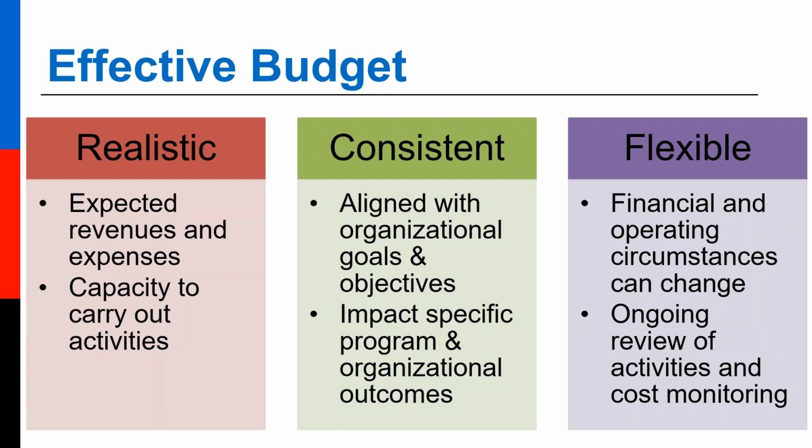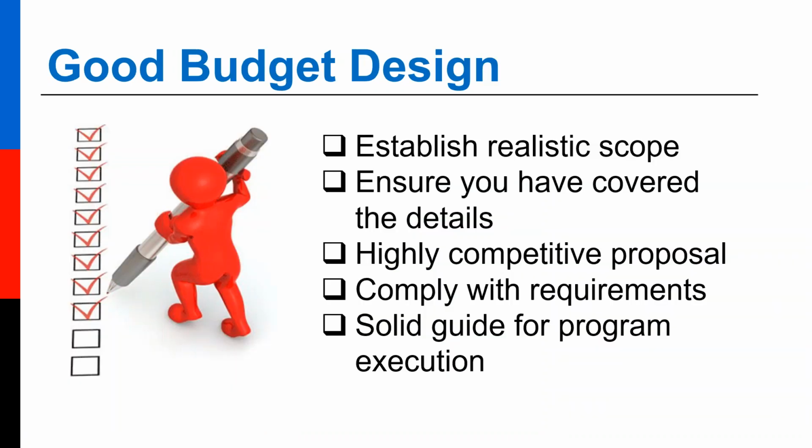An organization's financial and operating circumstances can often change, and most organizations must have a budget that can absorb lower than expected revenue and higher than expected program costs. Think of budgeting as not just an annual process, but an ongoing review of activities and actual cost monitoring as well. This way, shortfalls or unexpected costs can be addressed proactively.